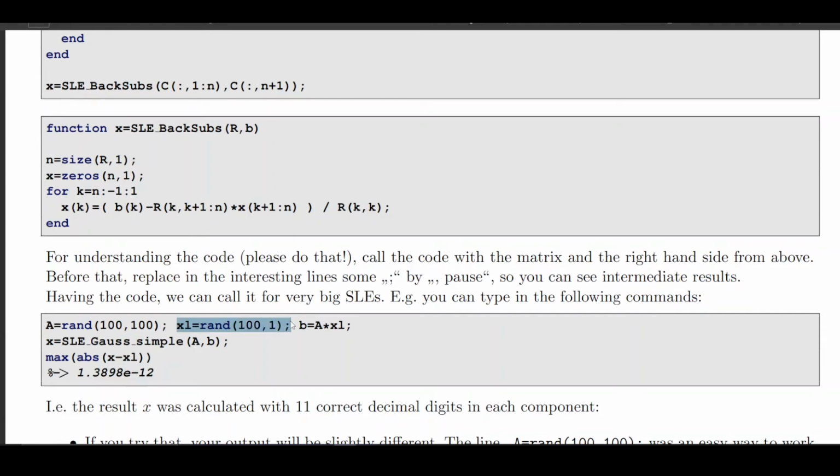Let's have this solution x1, some random values between 0 and 1, and then we calculate the right hand side, and then let's test if the computer will give us this answer or not. Let's calculate the solution, which has to be that x1.